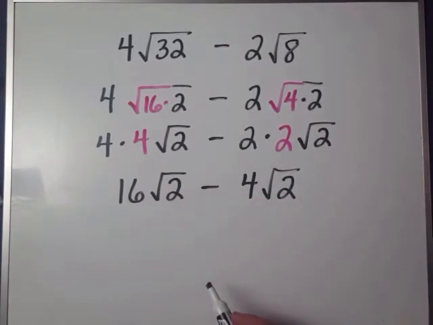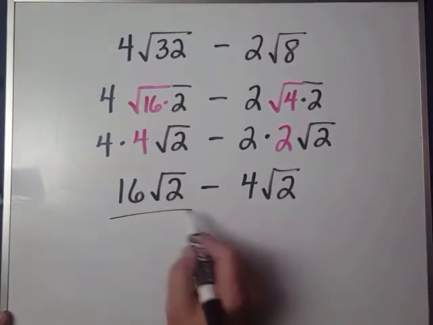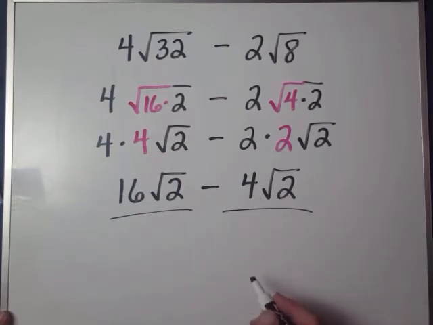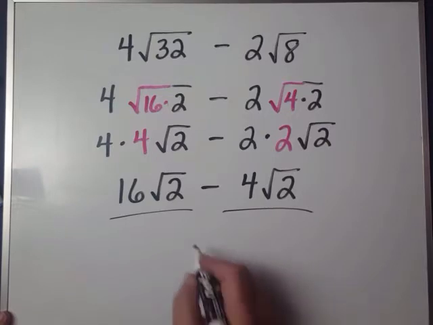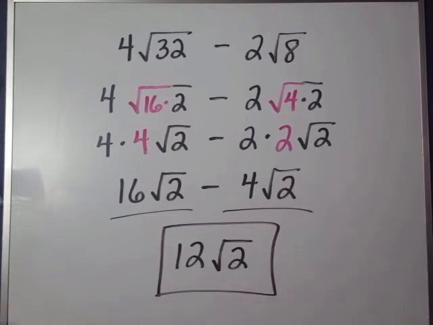So we've simplified each term, and then we look here at the end and we go, oh, those are like radical terms. We can subtract these. 16 square roots of 2 minus 4 square roots of 2, a difference of 12 square roots of 2. And that is now simplified.